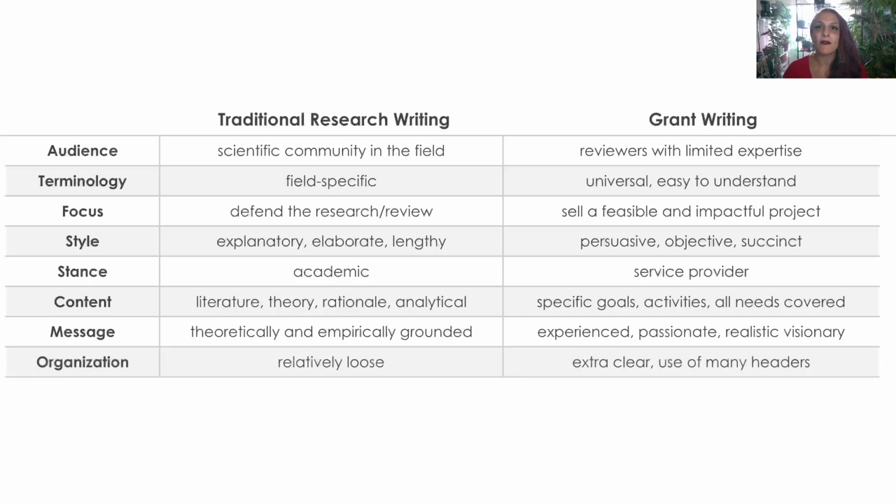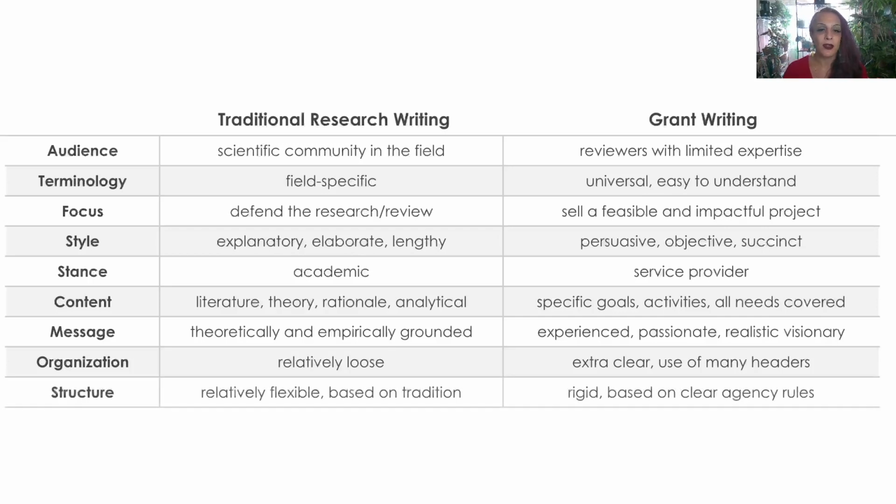The organization of the document itself in traditional research is relatively loose. Even though we have those sections, we distribute them according to different purposes, while in grant writing it's usually a lot more clear with the use of many headers, many of those that are given from the sponsors themselves and come to us through the solicitations, which is what the structure is about. Again, relatively flexible in traditional research, a lot more rigid and based on very clear sponsor rules in the grant writing world.